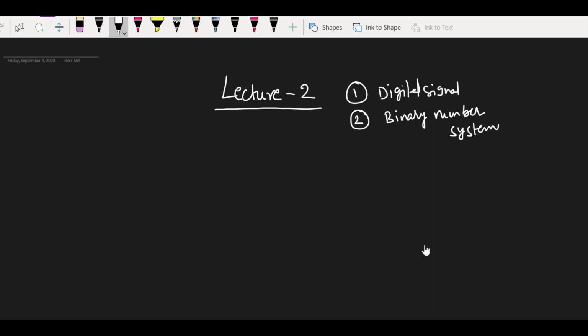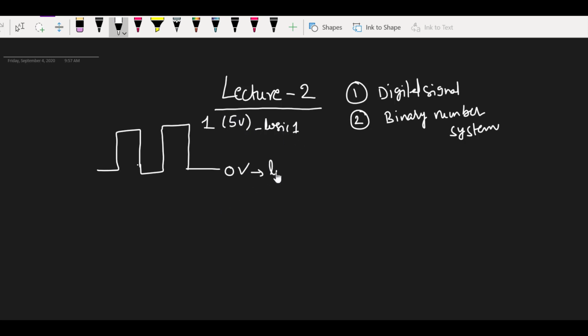Now coming to the digital signal. So let's take a digital signal. As I said, a digital signal is discrete in nature. That means it takes only certain values. So in this case, it is taking only two values, 0 and 1. Or you can call it 0 volts. This 1 represents the 5 volts. We call this a logic 1, and this we call a logic 0 in a digital system.